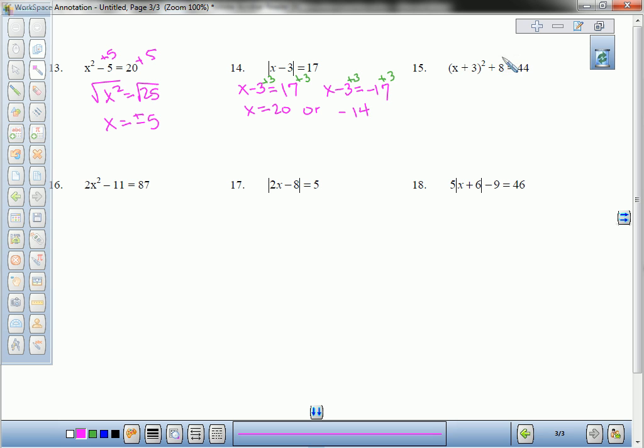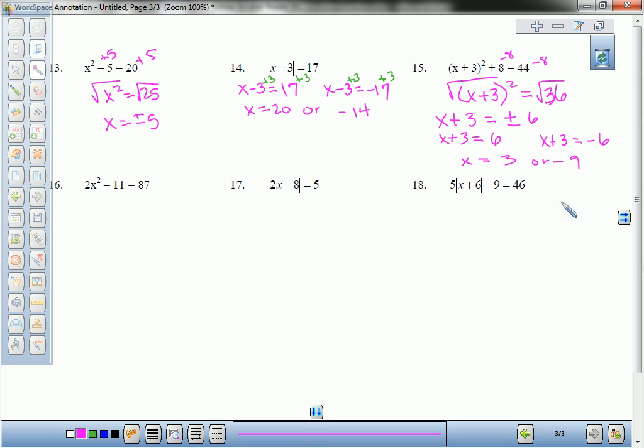All right, so we subtract 8 on this one. This one is not absolute value. This is a square. So we get x plus 3 squared equals 36. And then we take the square root of both sides. This one turns out pretty. So we get x plus 3 equals positive or negative 6. And we break it up. X plus 3 equals 6. X plus 3 equals negative 6. So when we subtract 3, we get x equals 3 or negative 9.